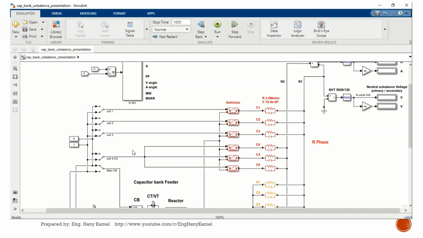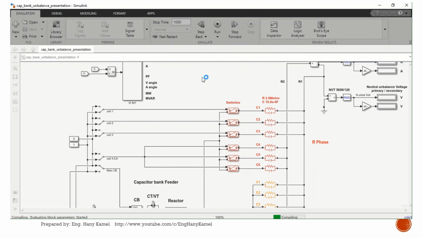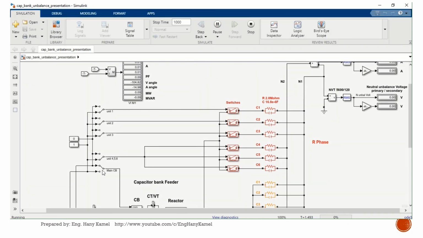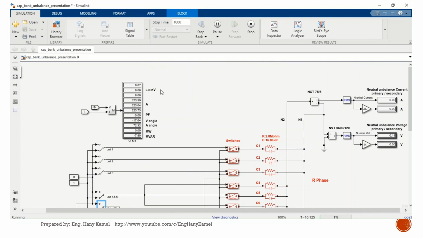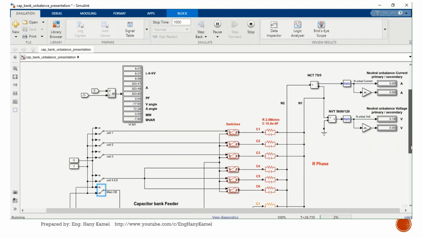When I run, I will turn the main circuit breaker on. Press run. Okay, the main circuit breaker is on. Now we have 8 kV and the current and megavar taken or given by the capacitor bank to the system. Neutral voltage and current are 0. This is the normal condition.